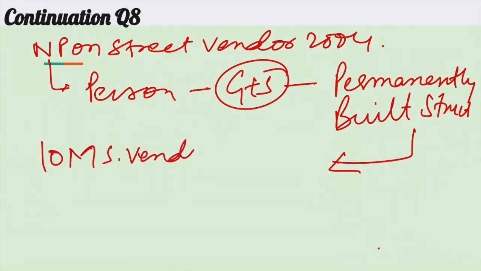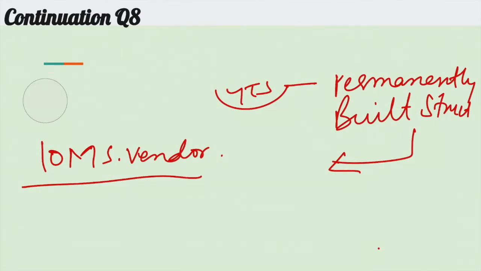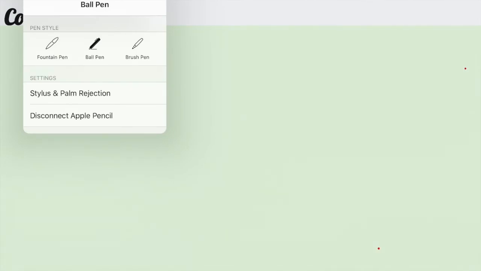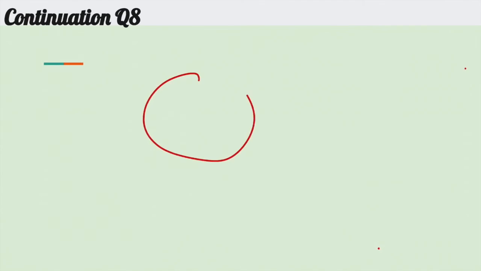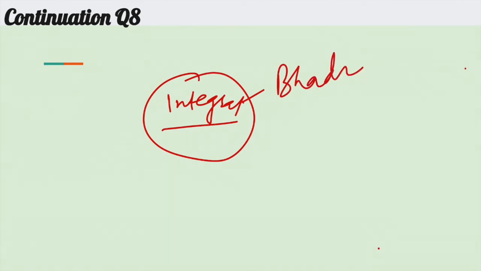Now what you can do? After that, you can say that there are around 10 million street vendors in India according to the Ministry of Housing and Urban Poverty Alleviation. So this is the thing which you can give in the introduction. After that, you will also have to talk about how they are integral.